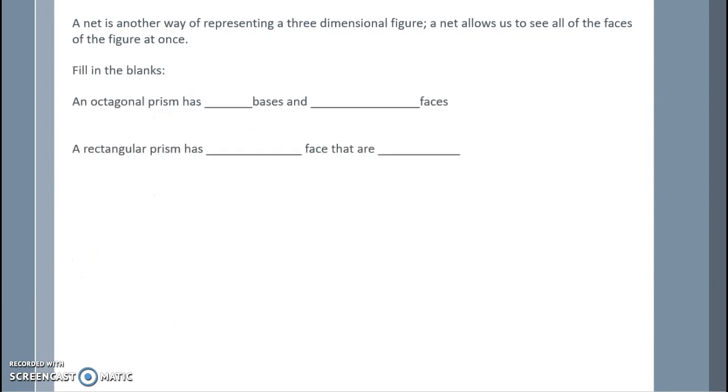Fill in the blanks. An octagonal prism has how many bases and how many faces? A rectangular prism has how many faces that are what shape? An octagonal prism has two bases. The bases are each octagons, and we would need 8 faces to finish them, one for each side of the octagon. A rectangular prism has rectangular faces that are rectangles.